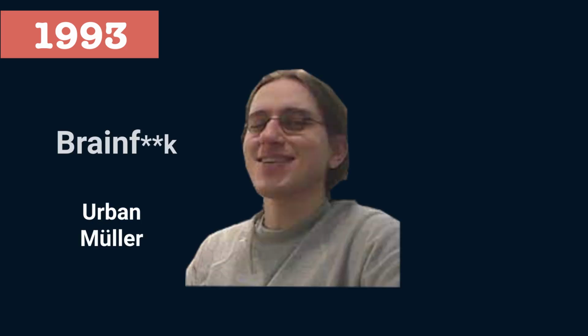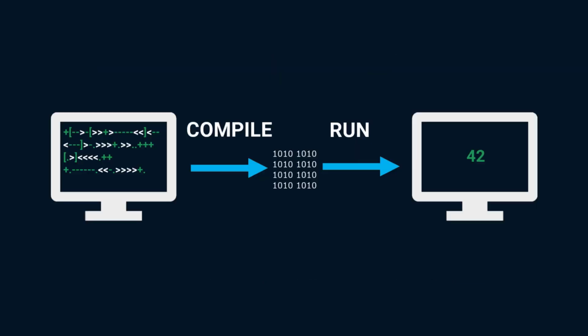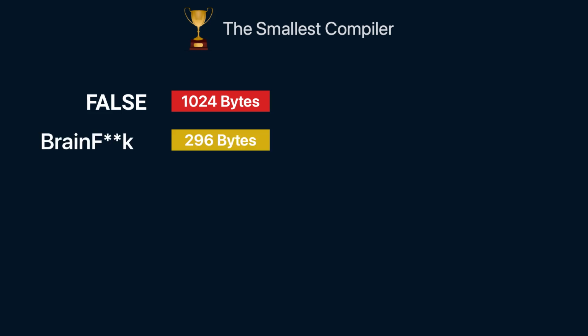The year was 1993, when Swiss physics student Urban Müller designed the Brainfuck programming language. His goal was to test the limits of programming by designing a language that would work with the smallest possible compiler. His inspiration came from the FALSE programming language, which had a compiler as small as 1024 bytes. And good old Urban managed to reduce this size to 296 bytes in his first version of the compiler. Although nowadays the community has already designed compilers of the Brainfuck language of less than 200 bytes.